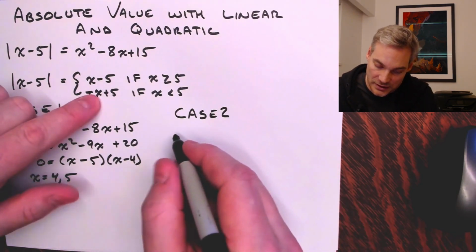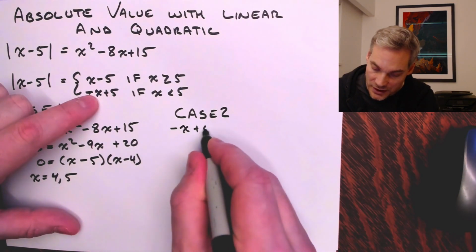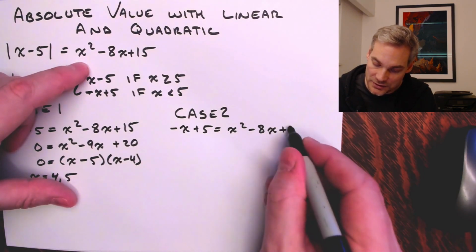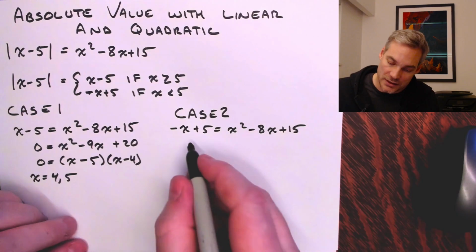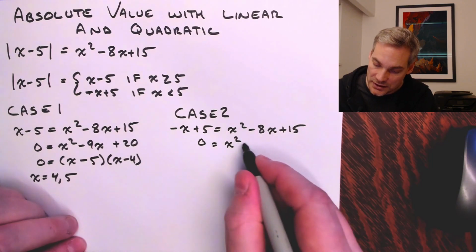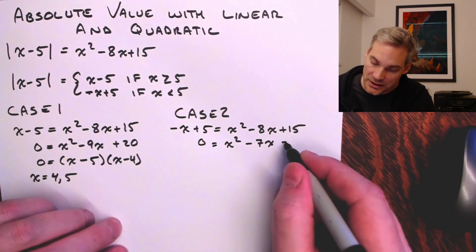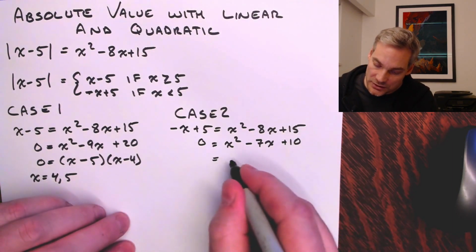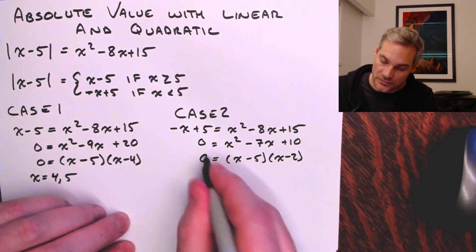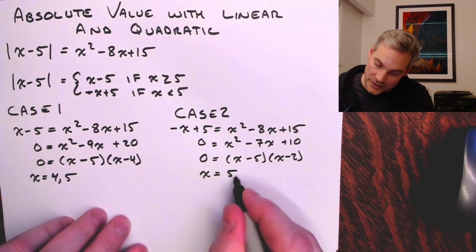That is when x is less than 5. So I have −x + 5 equals x² − 8x + 15. Now we move everything to the other side again. Add an x to both sides and subtract 5. We have 0 equals x², and then we add x here, so that's −7x, and then we subtract, that's going to be positive 10. So that factored is (x − 5)(x − 2). So my two possible roots are 5 and 2.